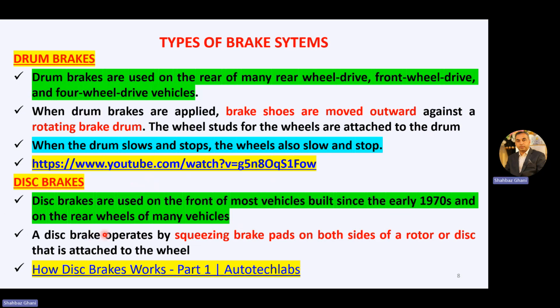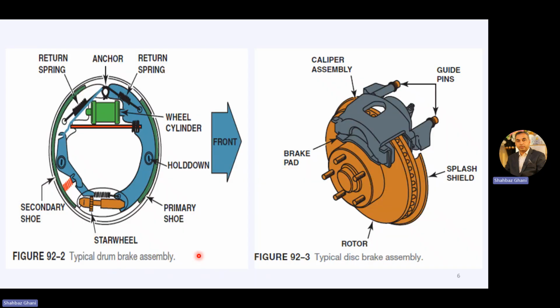A disc brake operates by squeezing brake pads on both sides of the rotor or disc that is attached to the wheel, as I already explained. So these are the brake pads, one on this side, one on the other side. With the hydraulic pressure, they come inward and stop this rotor from moving.